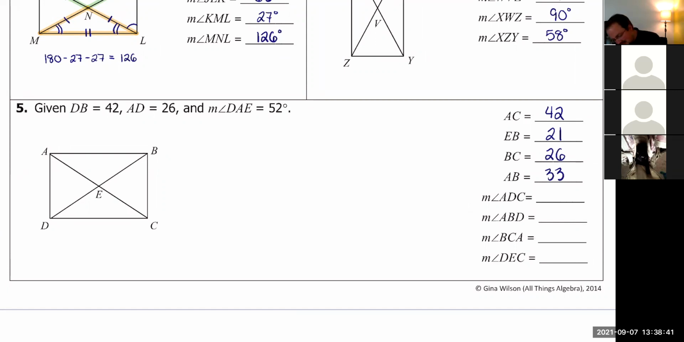The measure of angle ADC should be 90 degrees. Angle ABD should be 38 degrees. Angle BCA should be 52 degrees. And DEC should be 104 degrees. Again, there would be a little bit of work involved. There is a Pythagorean theorem in there that you would use. Some of those things may be supplementary, so maybe subtracting someone from 180, but it really depends on where you start and how you work your way through it.